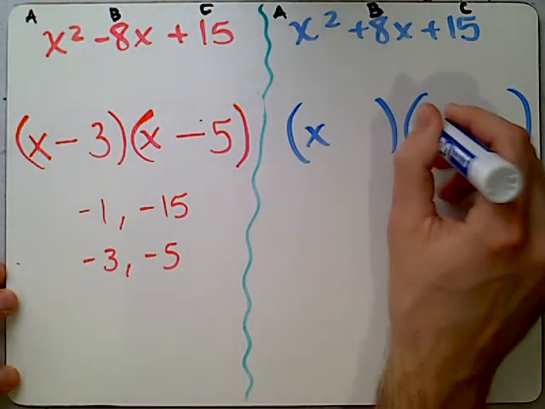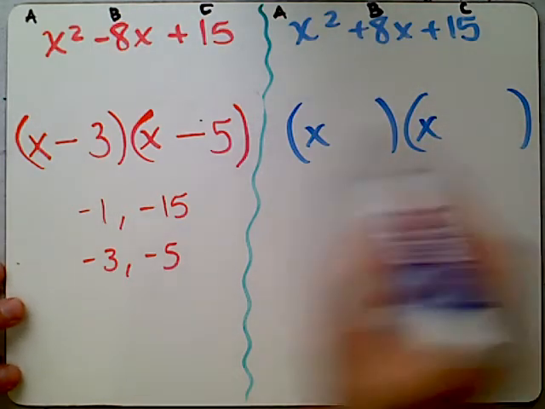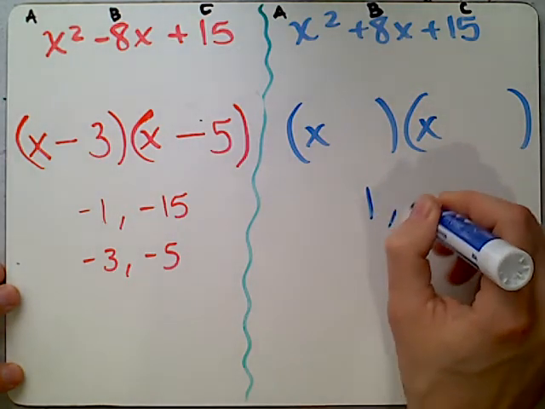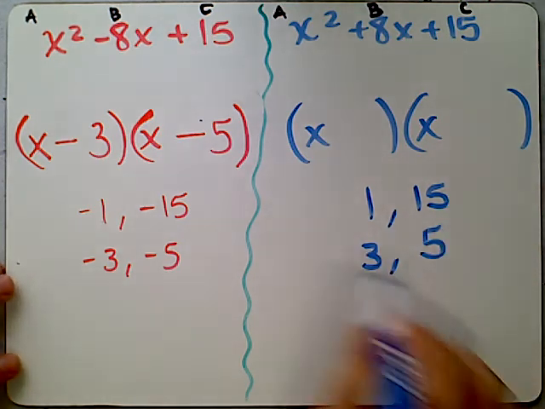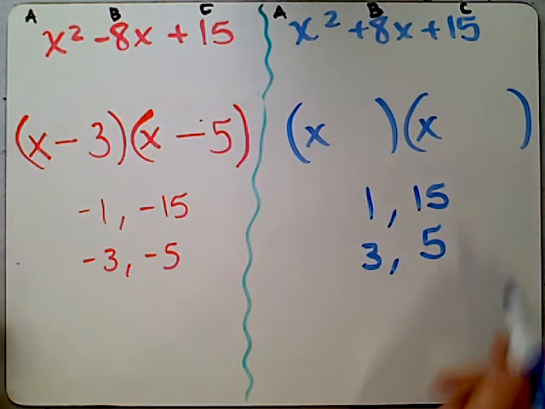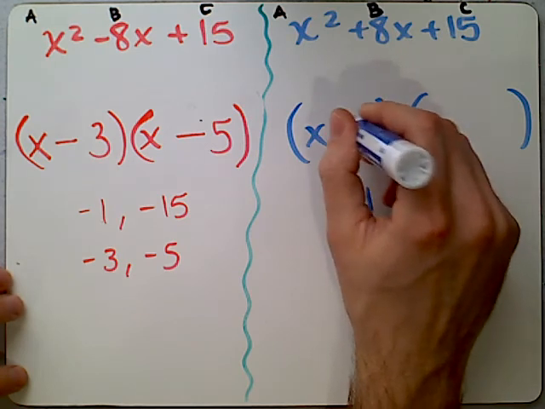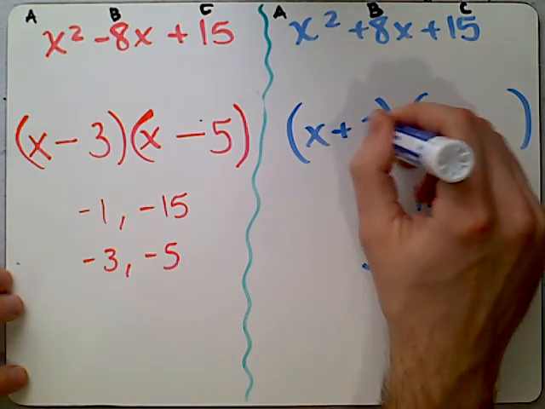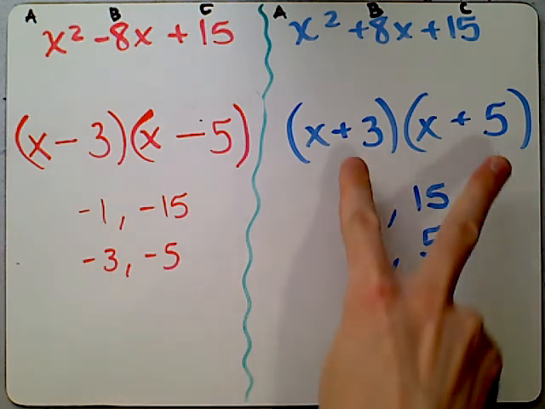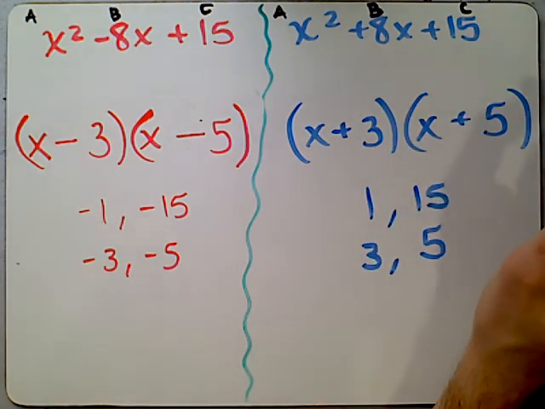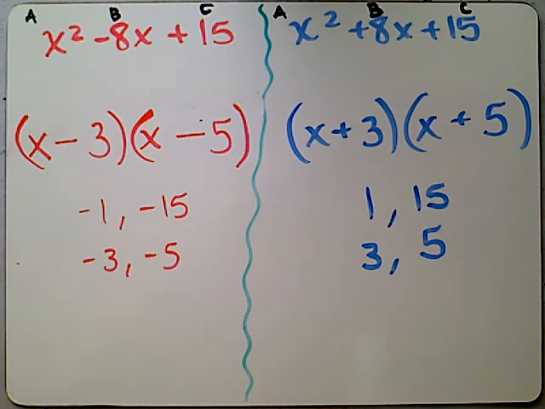We're still putting an x here, putting an x there. Now the two factors are going to be positive 1 and positive 15, or positive 3 and positive 5. Looking at these two sets, again, it's pretty clear that we're going to use the positives, so we can stick with a positive 3 here and a positive 5. And when we multiply the positive 3 by positive 5, we'll get to 15. Adding those would get to that positive 8 in the middle.